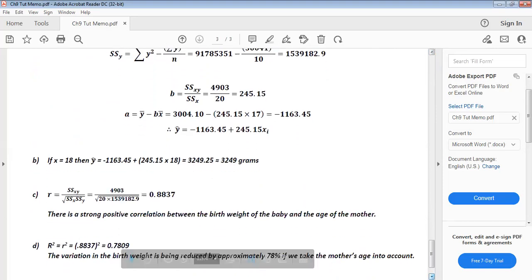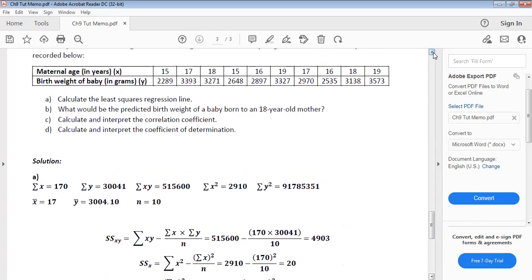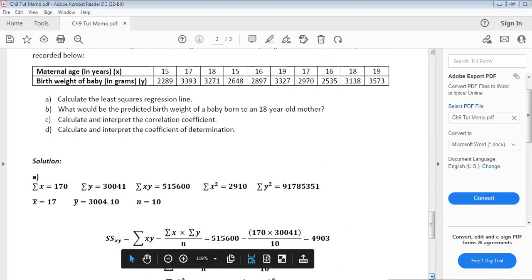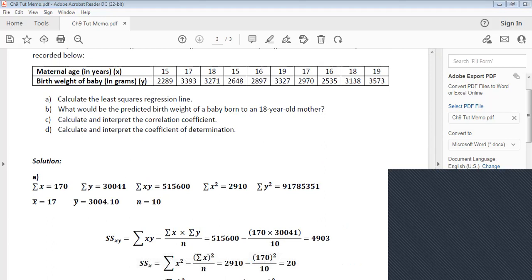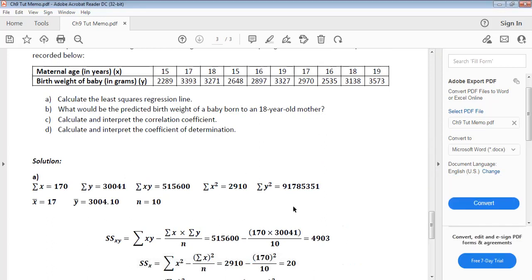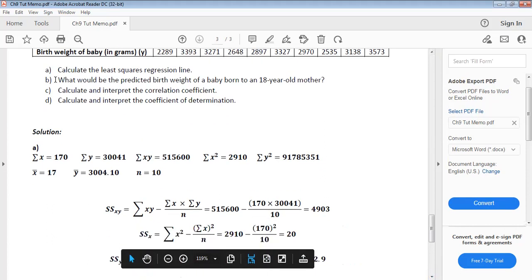Okay, and then the second question is saying, what would be the predicted birth weight of a baby born to an 18-year-old? So your regression line, now they're giving you the number. Birth weight is Y. They're giving you Y now, they're not giving you X. Remember in the previous question, it was X. Now they're giving you Y. So you have to know what they are giving you here. Know what you are being given.